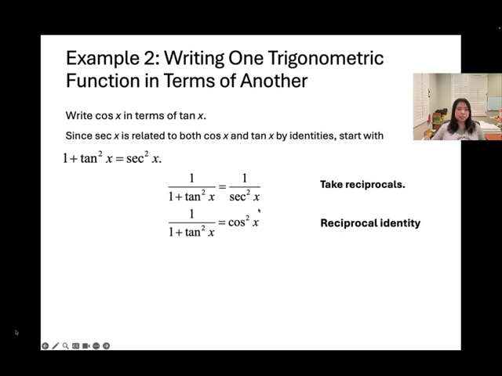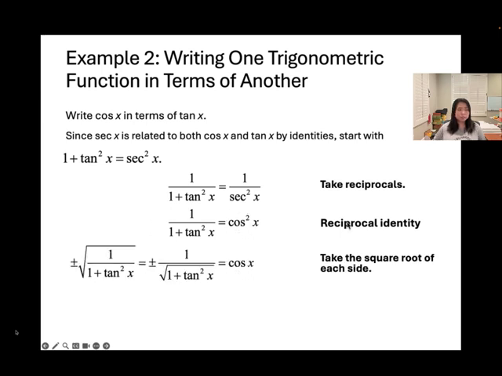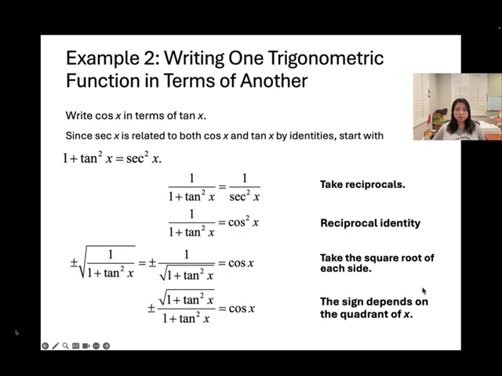And we want to find the cosine x, so we're going to take the square root for both sides. And then make sure you have the plus minus here. Okay, plus minus with the whole thing. And square root of 1 is going to be equal to 1. And then we want to rationalize. So we're going to multiply by square root of 1 plus tangent squared x. And then this is going to be the final answer you're going to get.